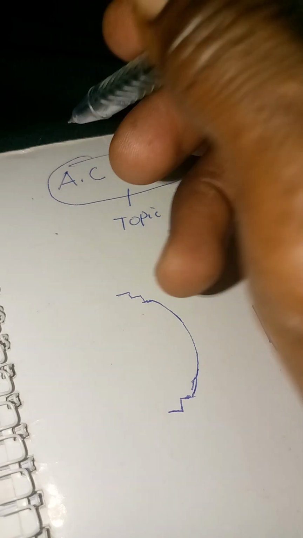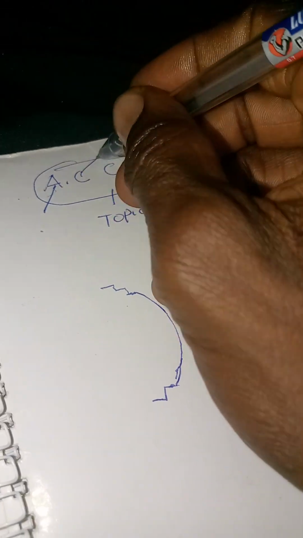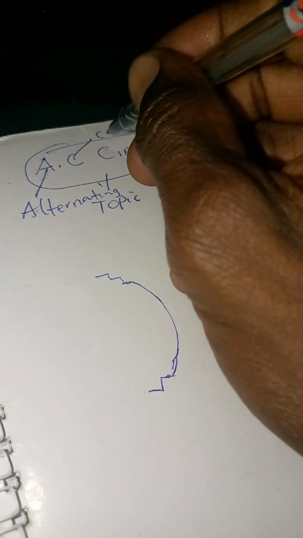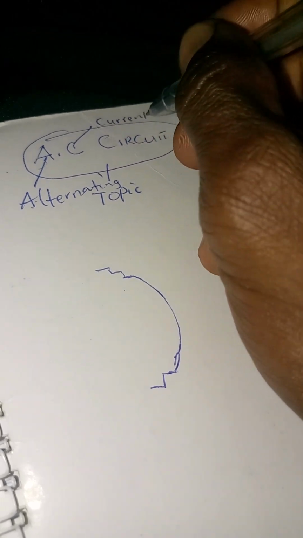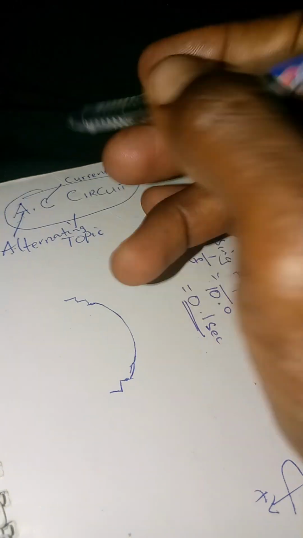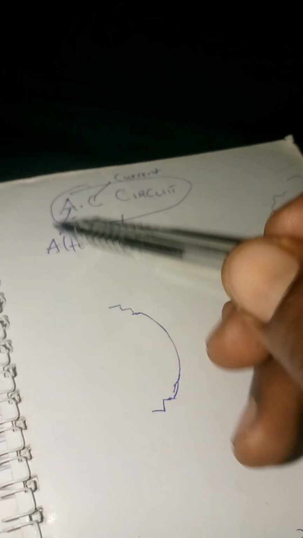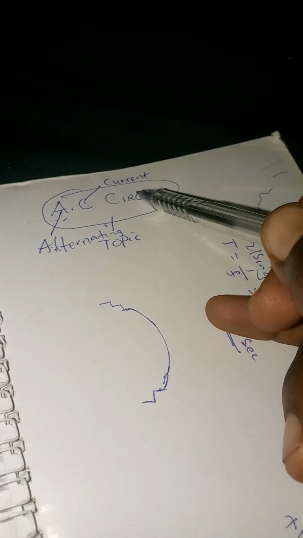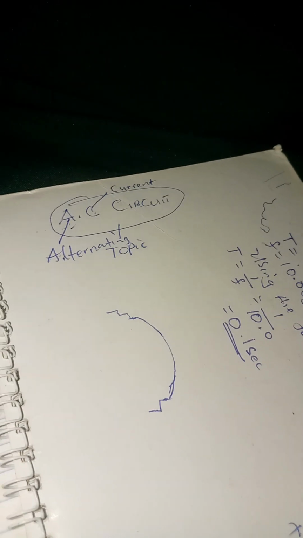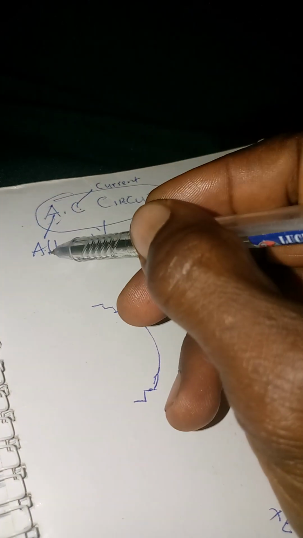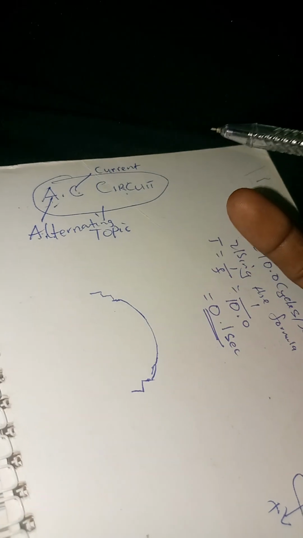Now you may ask, what does A stand for and what does C stand for? A stands for alternating, while C stands for current. So this is called an alternating current circuit. You see? Now you may be asked, what is an alternating current circuit?